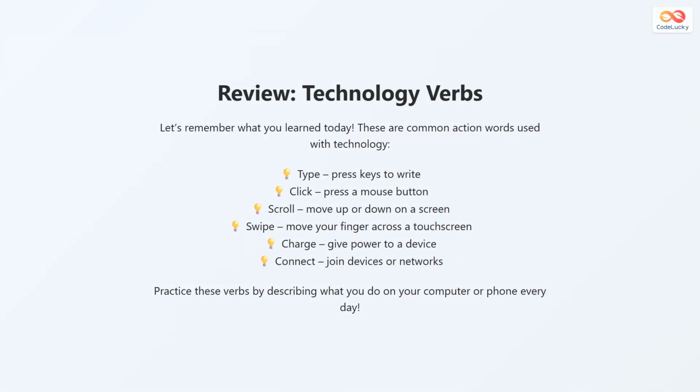Now review what you learned. You type to write, click to select, scroll to move through content, swipe to change screens, charge to give power, and connect to join devices or networks. These verbs describe real actions you take every day when you use technology. Practice using these words to talk about what you do with your computer or phone.